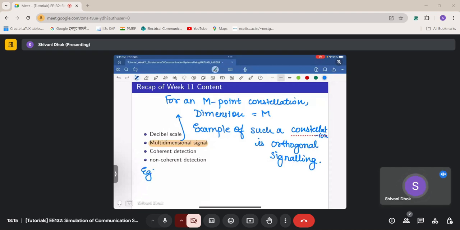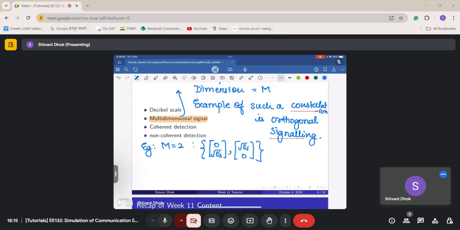For example, for M equal to 2, the constellation is 0, root Es, and root Es, 0. So this is two-dimensional orthogonal signaling. Then if I have M equal to 3, it is 0, 0, root Es; 0, root Es, 0; and root Es, 0, 0.